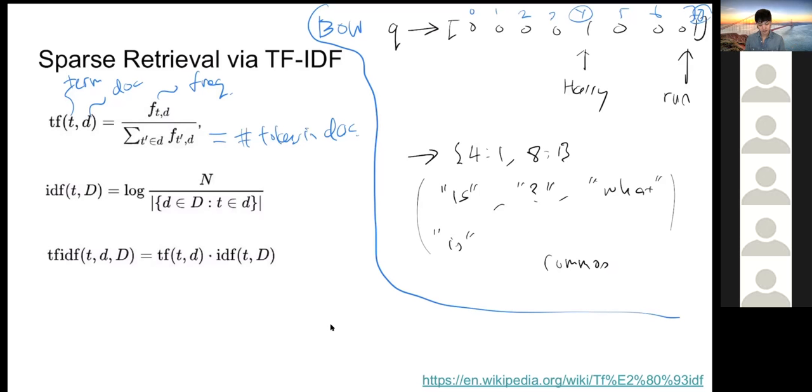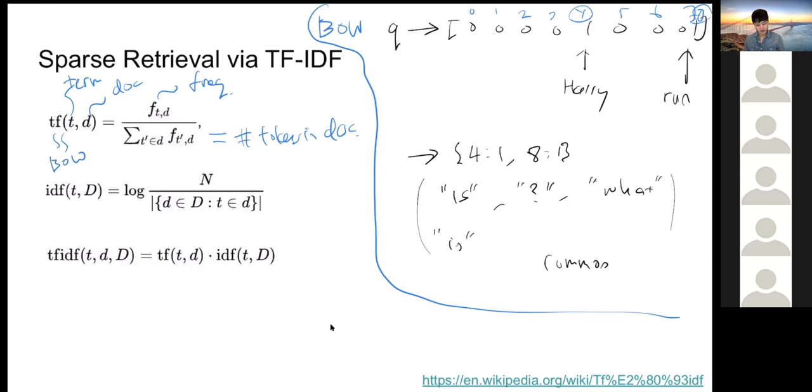So it's a very simple thing. This TF is very similar to bag of words. Depending on how you define bag of words, but in many cases you define bag of words as the ratio of that word in that document, not just zero and one. So it's very similar to bag of words.